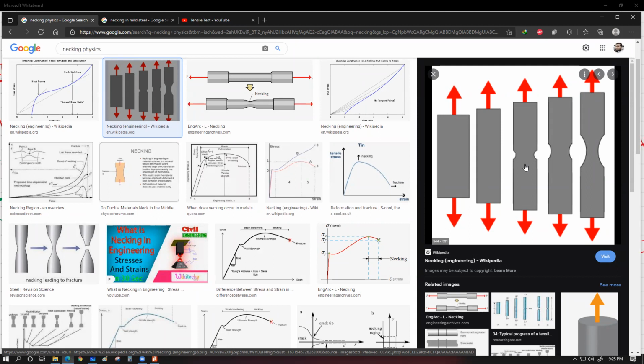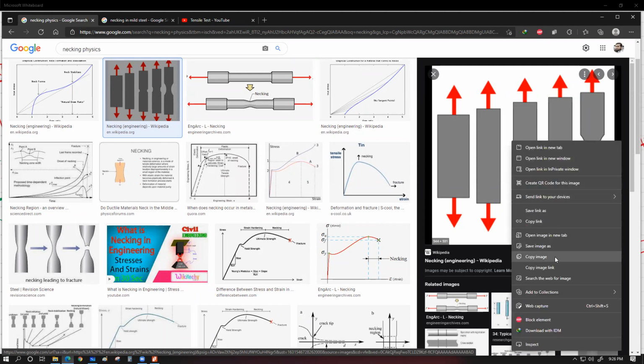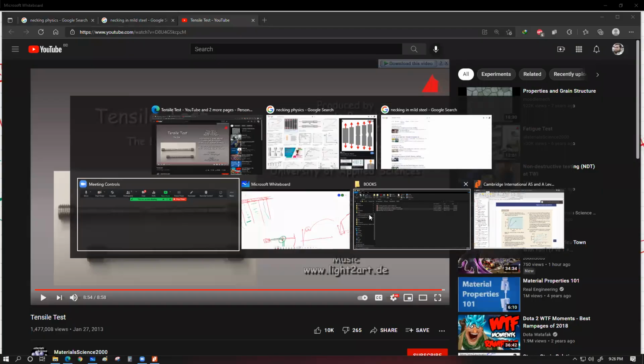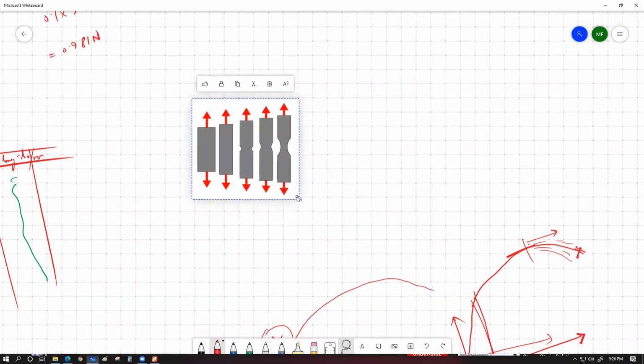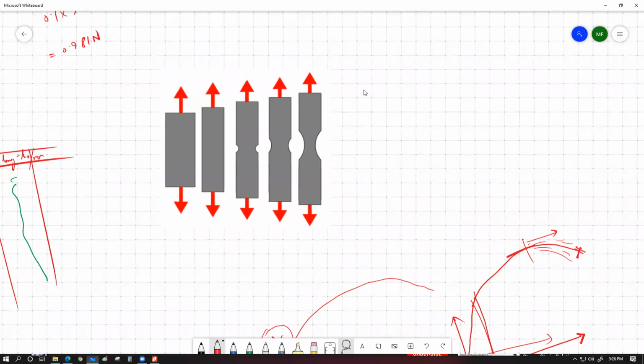But there would come a certain point when the object will start to deform at a very specific point within its body. It doesn't essentially have to be exactly at the middle. It could happen anywhere. But once it starts to happen, what I need you to understand, let me just copy this image, is that once the neck gets developed, let's say we have the neck developed right over here.